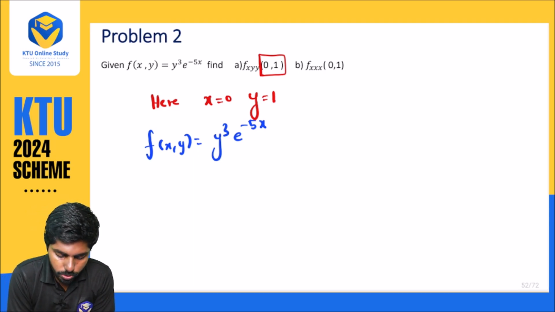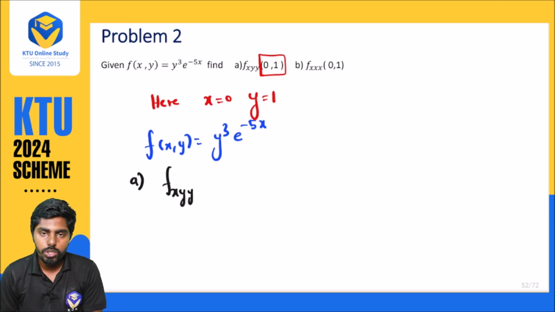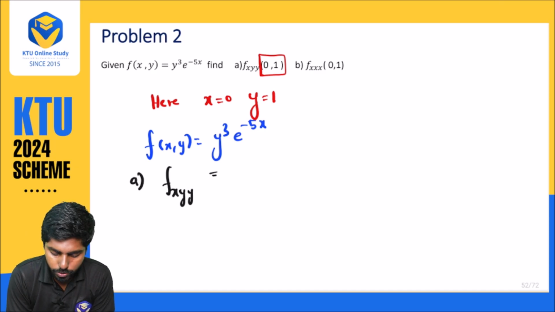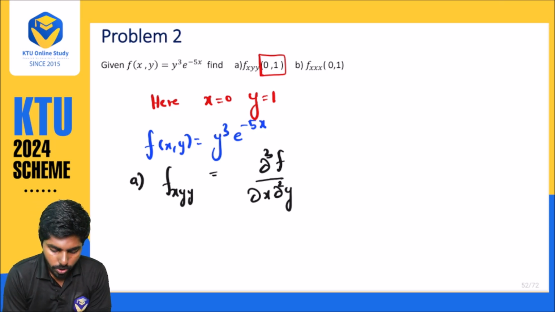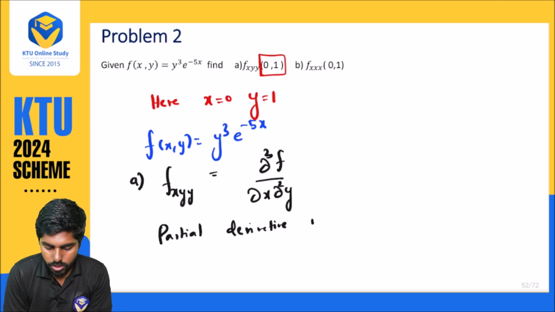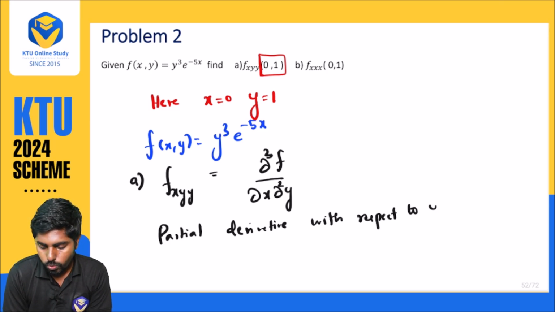Now, what is the thing they have in question? The question they have asked is f of x y y. That means what we want to do? We want to take the partial derivative, dou cube f divided by dou x into dou square y. This is the thing we want to identify. So how to identify the partial derivative? Partial derivative with respect to y we can do.